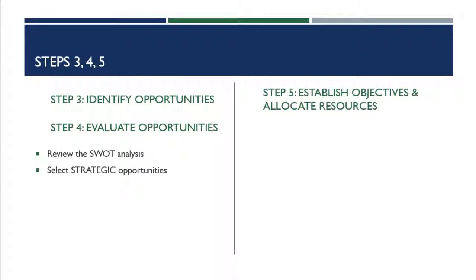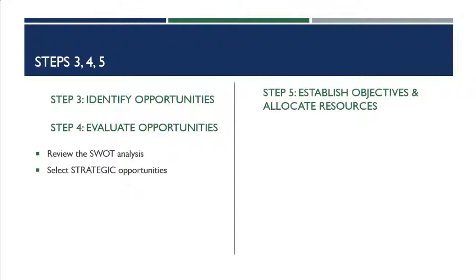And so step 5 is really establishing your objectives and allocating our resources. So this is when we get into actually writing the meat of our plan. So at this point, we are really going to identify what our objective is as a retailer and how we're going to spend our money and how much money we're going to make.